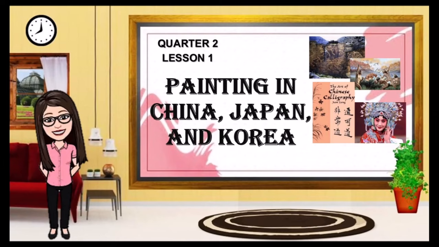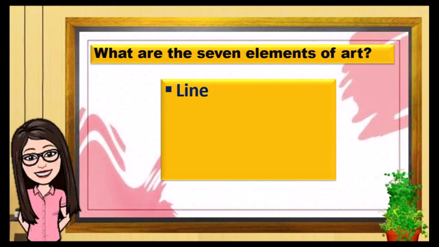Quarter 2, Lesson 1, Painting in China, Japan, and Korea. What are the seven elements of art? First, line. These marks span a distance between two points and can be straight or curved. Next, color. By working with hue, value, and intensity, three building blocks of colors, artists can tap into a wide range of emotions.